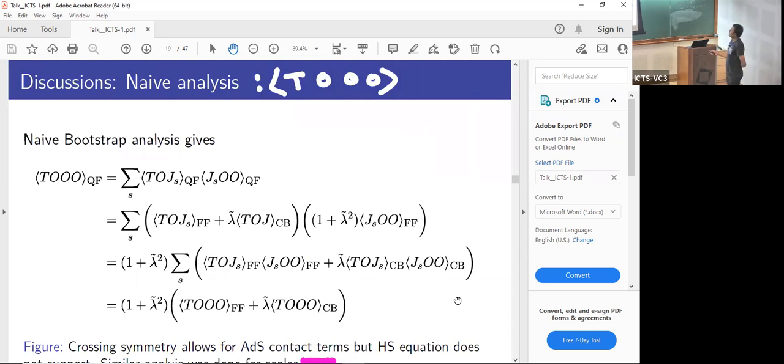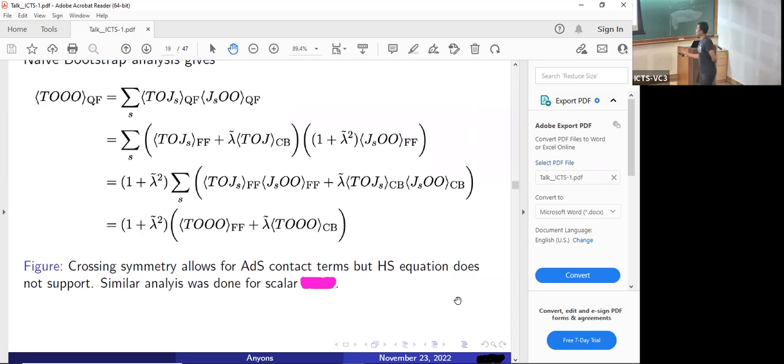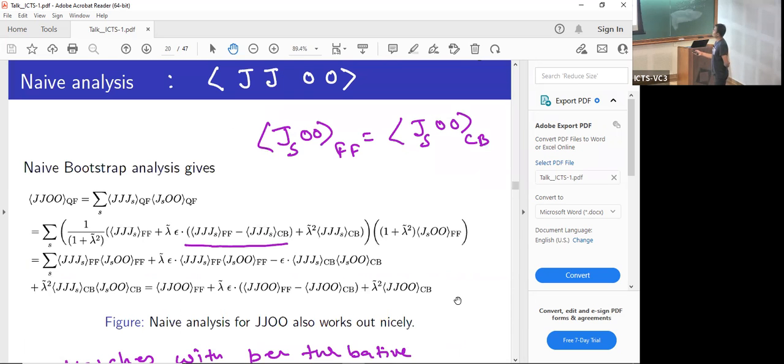Let me just give you one example. I think that will be fine. Let's consider the example of JJOO. This correlator was not computed because it's a very complicated calculation, using either higher spin equations or direct Feynman diagram computation. This 4-point function.